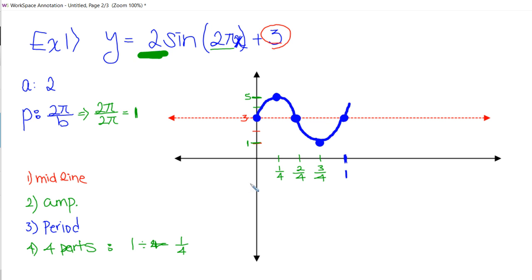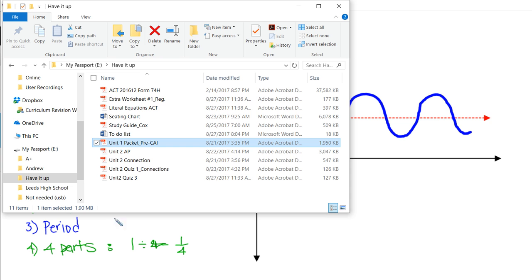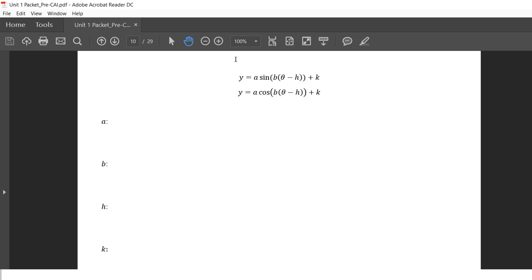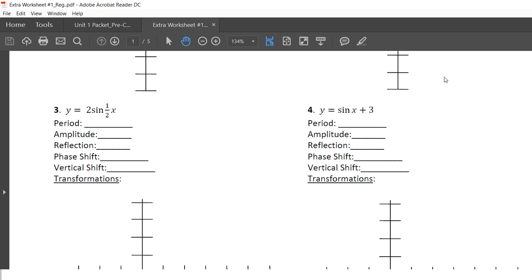I think that's it for our lesson, and your homework was to work on the extra worksheet, which is in your Google Classroom folder, and it will look somewhat like this. Y'all were to work on number 1, 2, 3, and 4 of the first page.